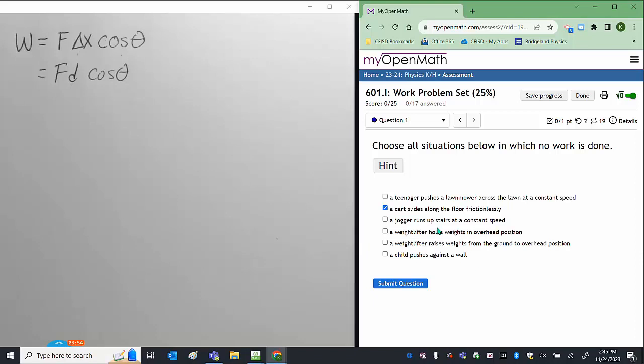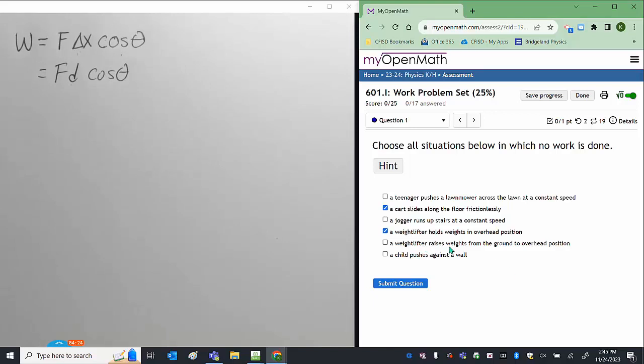The next one, jogger runs up the stairs at a constant speed. If you are running upward, you are using a force to lift your own body weight, and you're lifting yourself up by whatever the height is that you climb to. And so this would be an example of work. A weightlifter holds weights in an overhead position is not work. If you're holding something in a position, then you're not causing displacement of that object. And so if your displacement is zero, of course your work is zero.